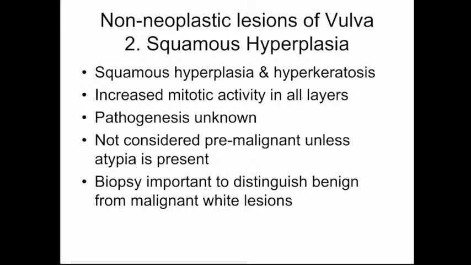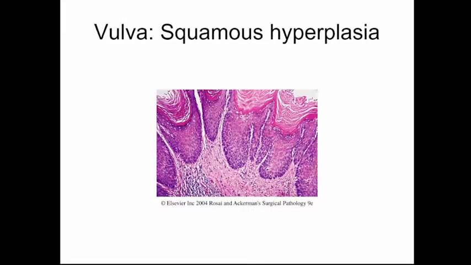And here, this is what it looks like. You can see marked epidermal hyperplasia, so it's thickened, with exaggerated rete pegs, and a very thick layer of keratin, hyperkeratosis. And if we could see this at higher magnification, you'd note that there is increased mitotic activity.